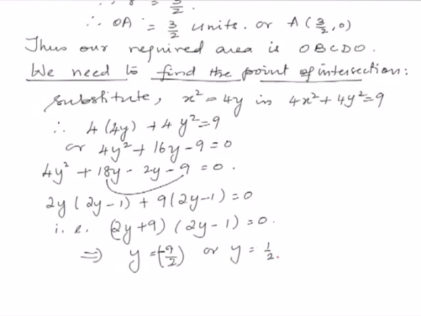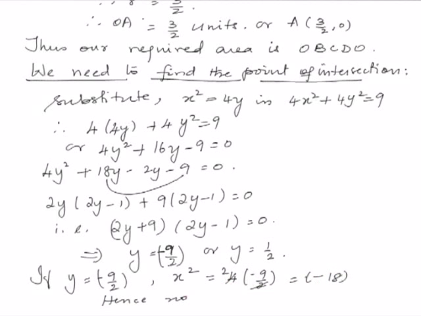Let us check if minus 9 by 2 satisfies our equations or whether it is possible to have such a value. So, if I consider y is equal to minus 9 by 2, x squared becomes minus 18. Square root of a negative quantity is not possible. Therefore, we need to consider y is equal to half. We get the value of y to be equal to 1 by 2.